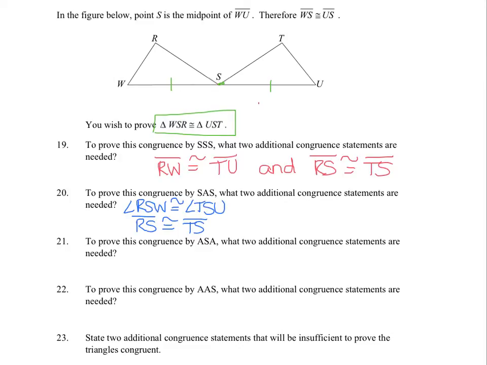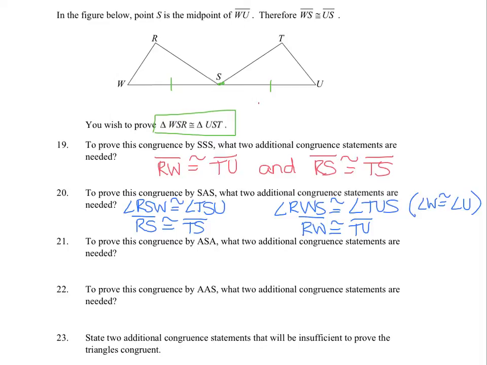Another option would be to say that angle RWS is congruent to angle TUS. And if you want, you could say angle W is congruent to angle U. And RW is congruent to TU. So this is saying this angle is congruent to this one. We have this side. And we know that this is congruent to this. So we have side, angle, side.